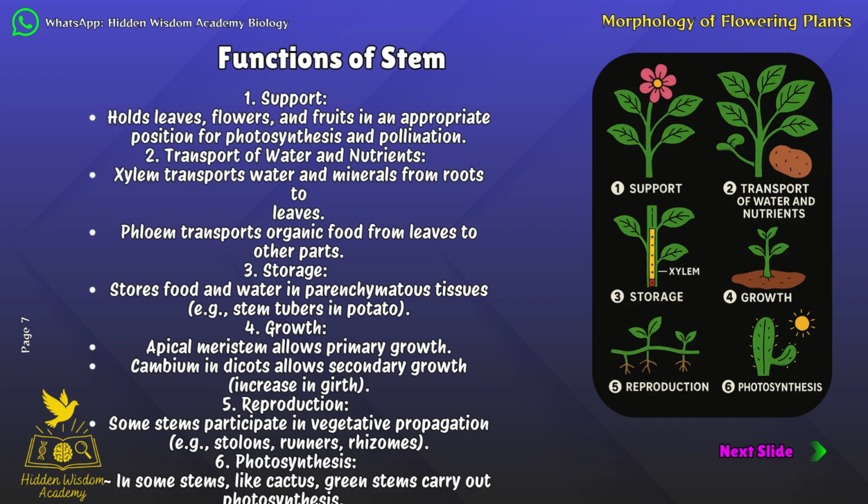The stem grows too. Apical meristem gives primary growth, and cambium in dicot stems allows secondary growth or thickening. Stems also help in vegetative reproduction through runners, stolons, and rhizomes. In some plants, like cactus, stems can even perform photosynthesis. All these functions are vital for the plant's survival, growth, and reproduction.